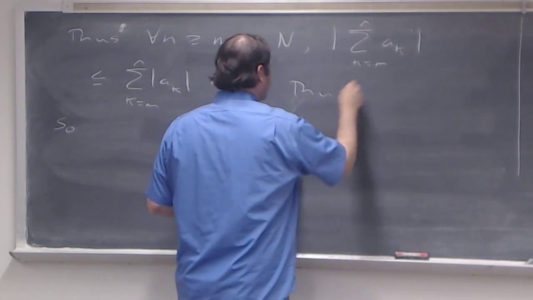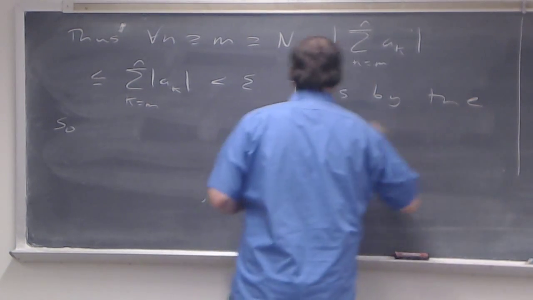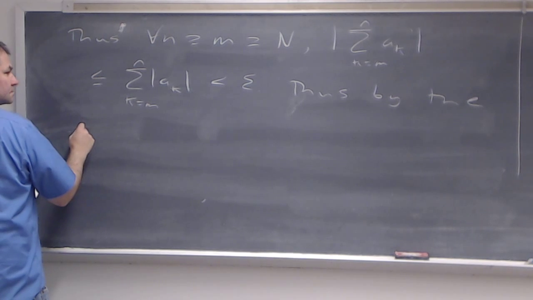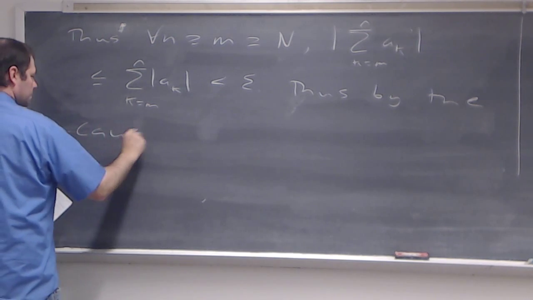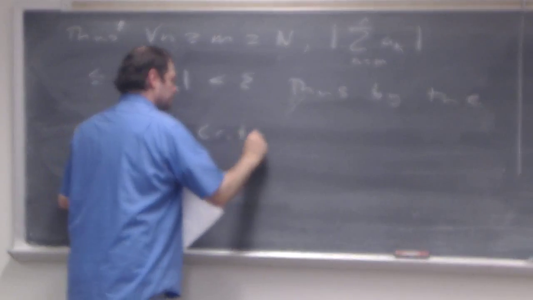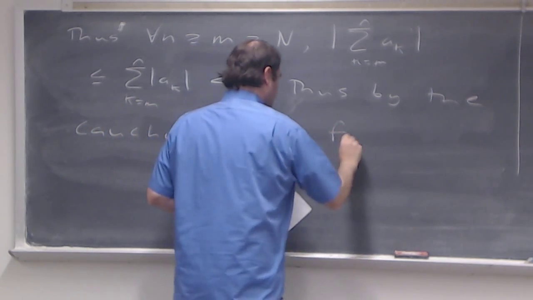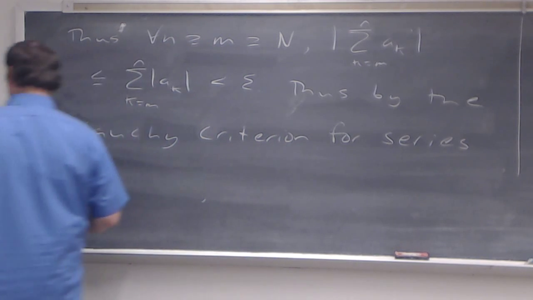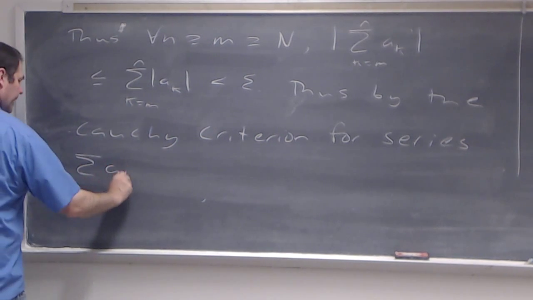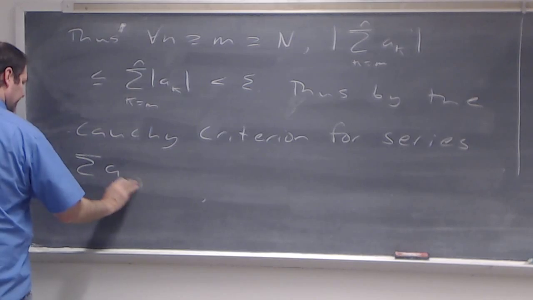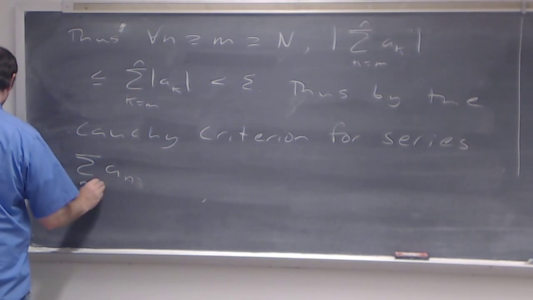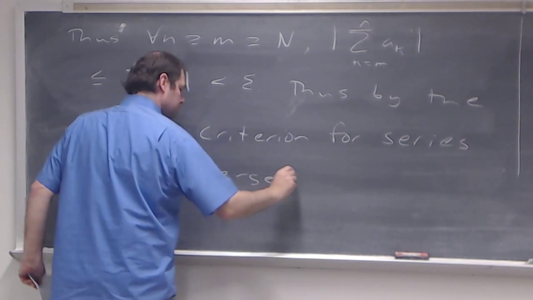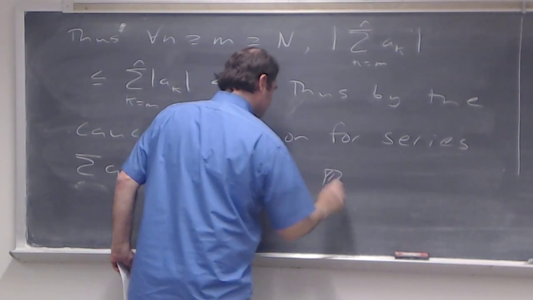So thus, by the Cauchy criterion, the series, the sum of a sub k, or a sub n if you will, as n runs from whatever it does, converges. And that is that proof.